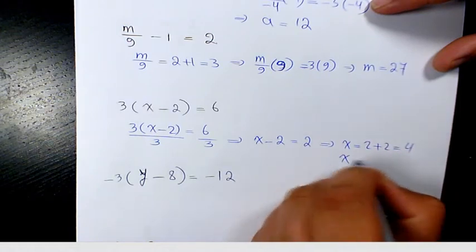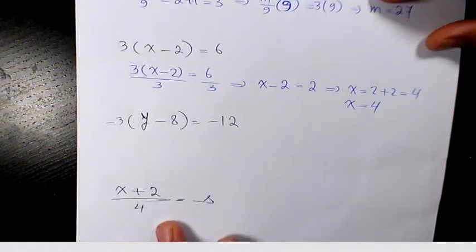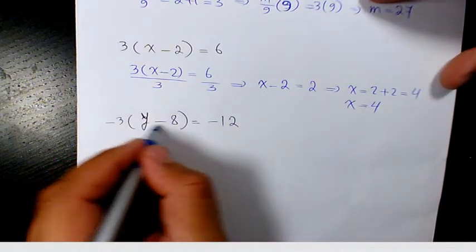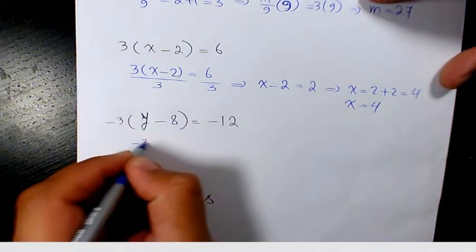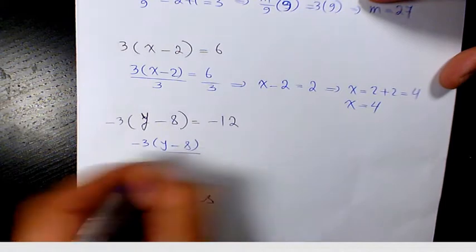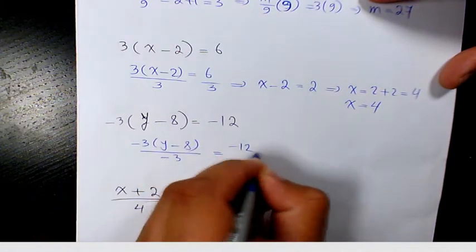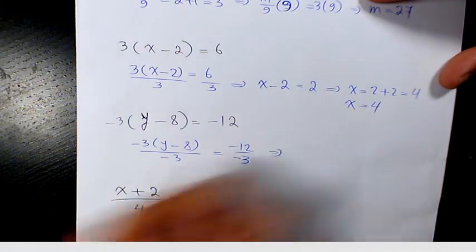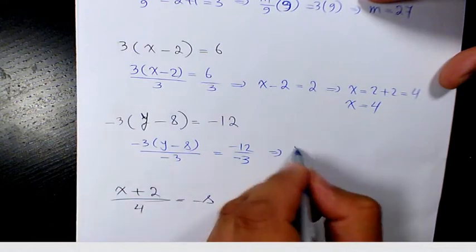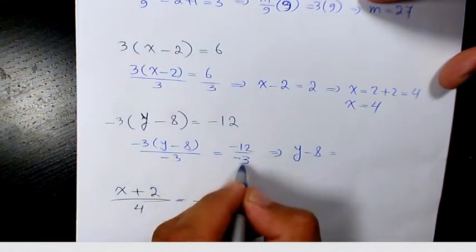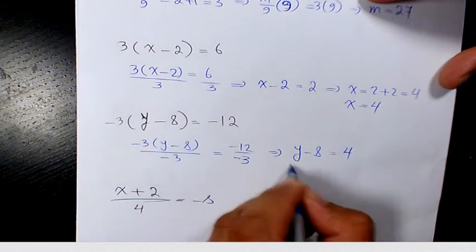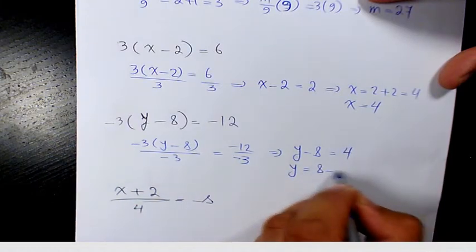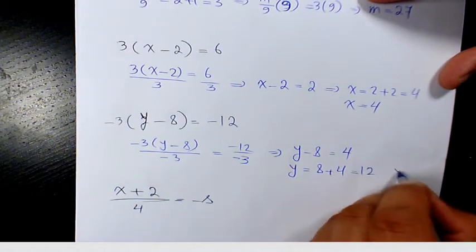So x is 4. Negative 3 times y minus 8 equals to negative 12. So I need to divide both sides by negative 3. Negative 12 divided by negative 3. So negative 3 divided by negative 3, we have y minus 8. Negative 12 divided by negative 3 is going to be 4. So y will be 8 plus 4, which is 12. So y is 12.